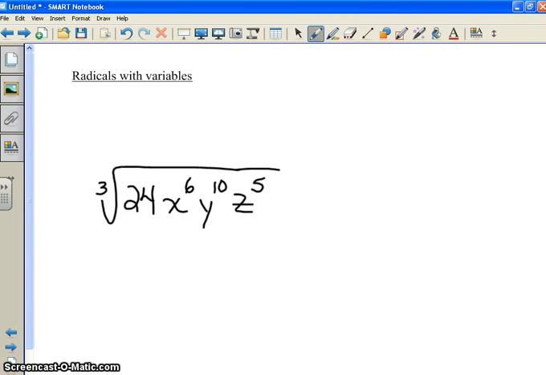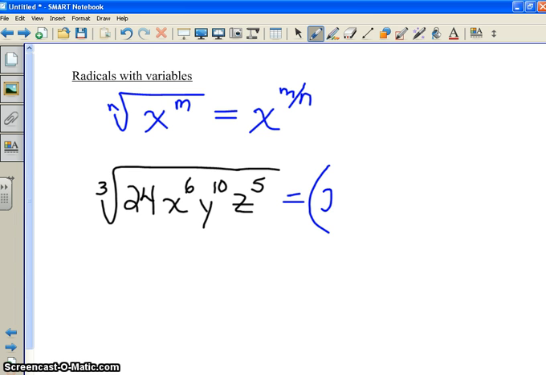Simplifying radicals with variables, I'm actually going to use another law of our exponents that says when you're doing the nth root of x to the m, that's the same thing as x to the m over n power. So this example that I provided here, I could rewrite this as 24 x to the 6th, y to the 10th, z to the 5th, all to the 1/3 power, because cube rooting is the same thing as a 1/3 exponent.